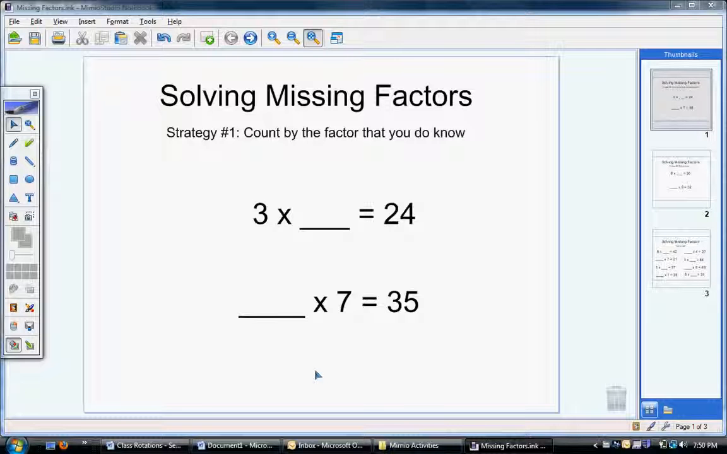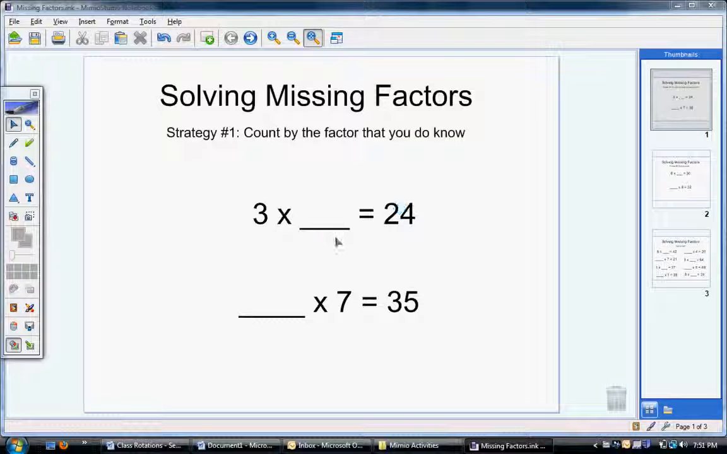Today we're going to work on some problems where we're trying to find the missing factor. When you have a multiplication problem, the two numbers that you are multiplying together are called the factors. The answer is called the product. Usually in your multiplication fact, you know the two factors and you're trying to find the product.